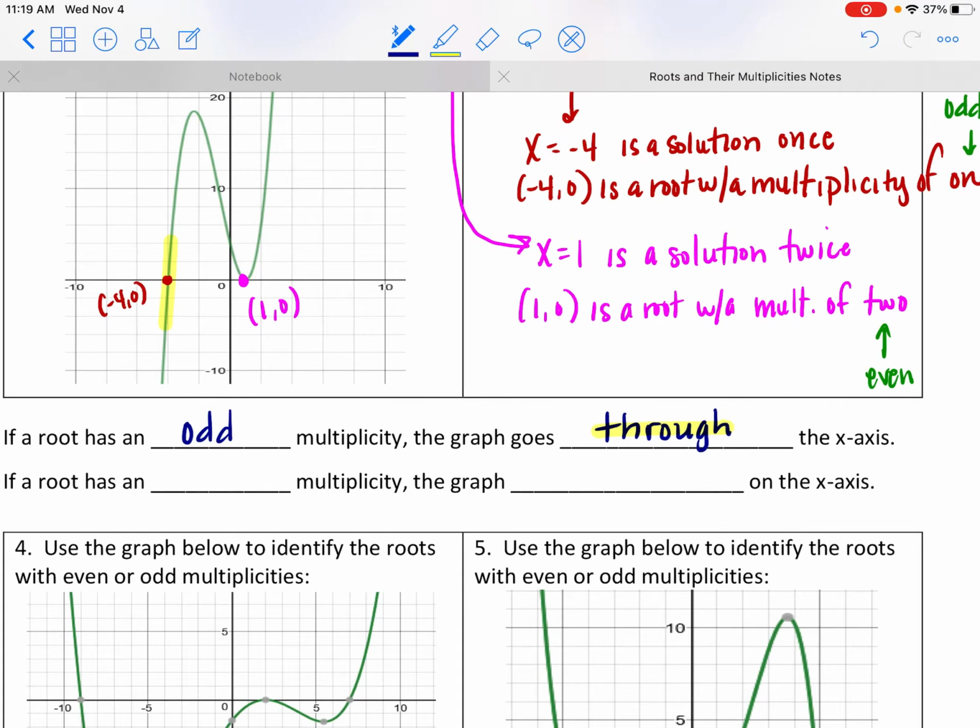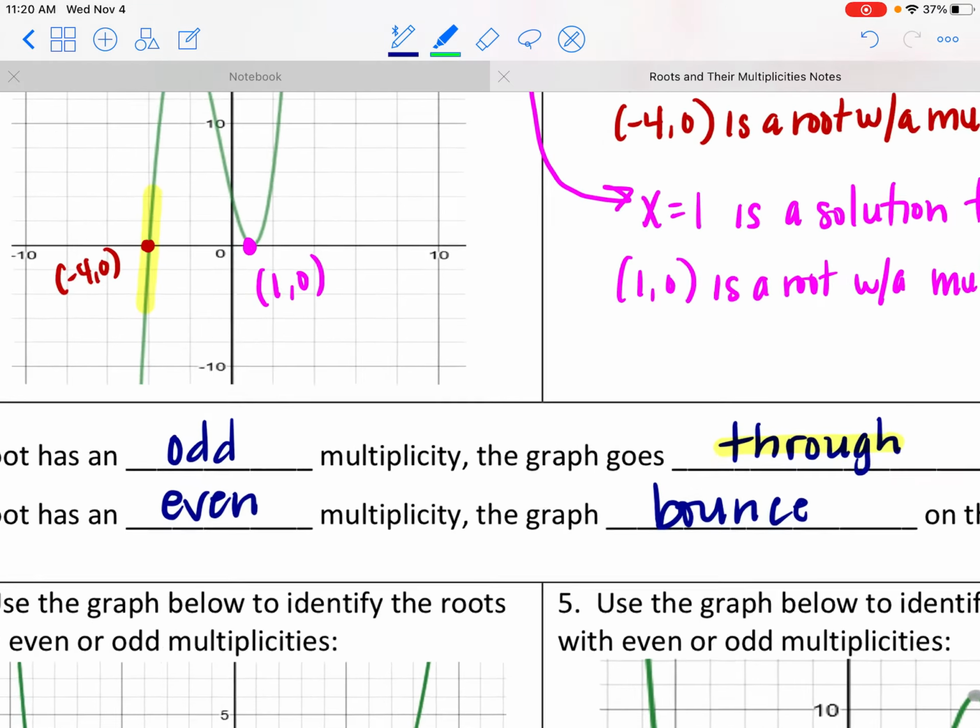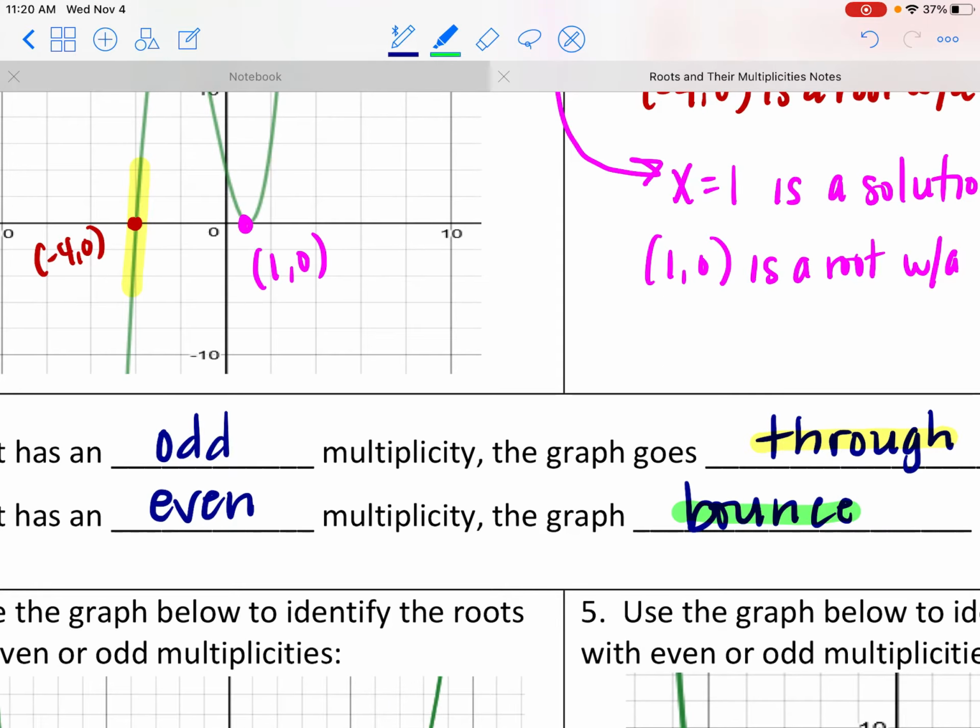If your root has an even multiplicity, that means the solution or the factor happens an even number of times, then your graph is going to bounce on the x-axis. What does the bounce look like? Your graph is positive, hits the x-axis, bounces back up, and is still positive. It doesn't change sides. It doesn't pass through and then become negative. It's positive, hits the x-axis, bounces back up, is still positive.